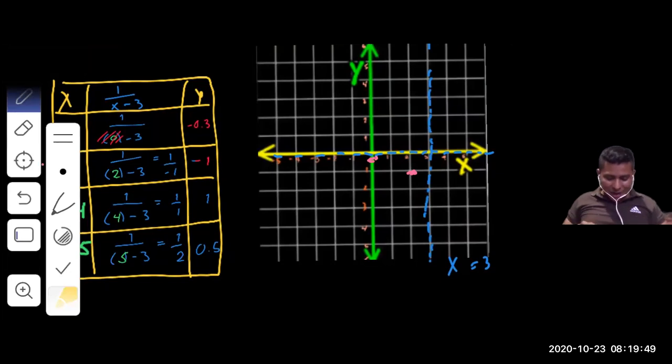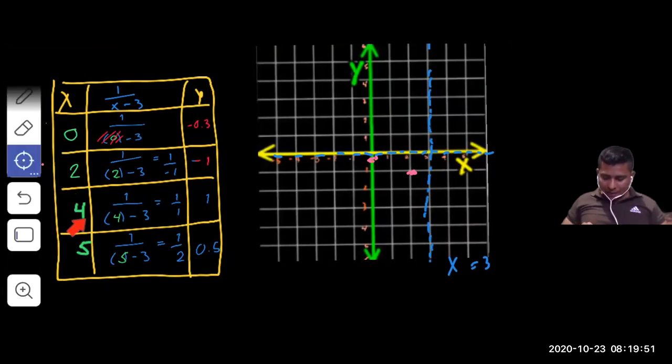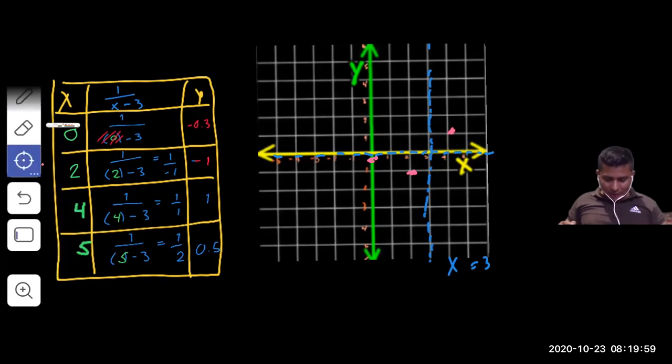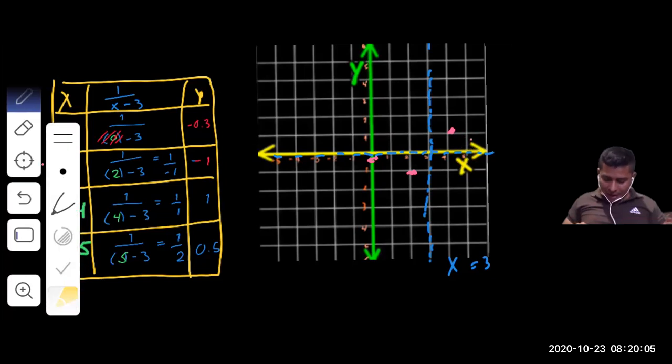Let's go to the right side. 4 for x and 1 for y, 1 unit up. And 5 for x. How many for y? 0.5, the half, up. Okay, guys, those are the points. Now we can easily graph that.